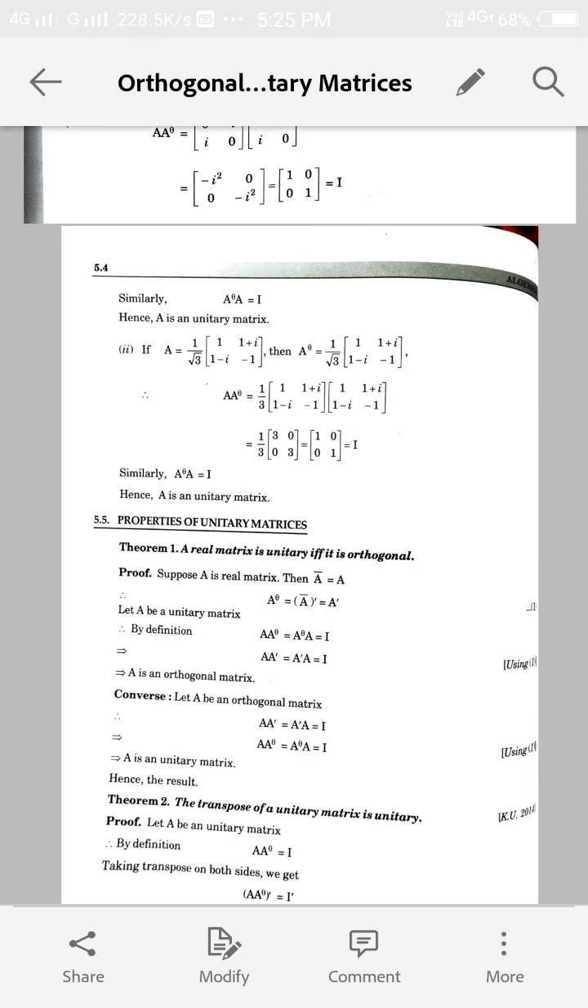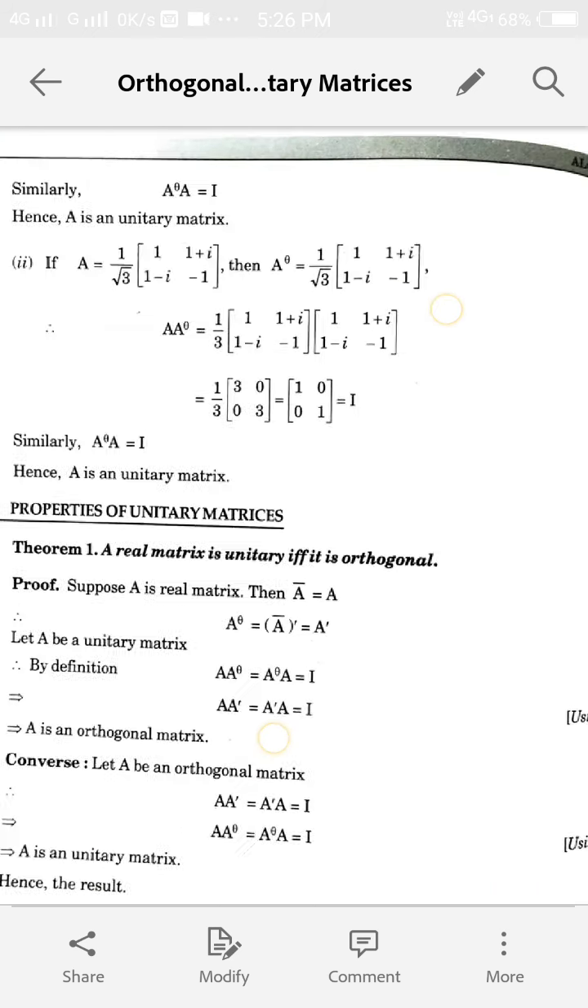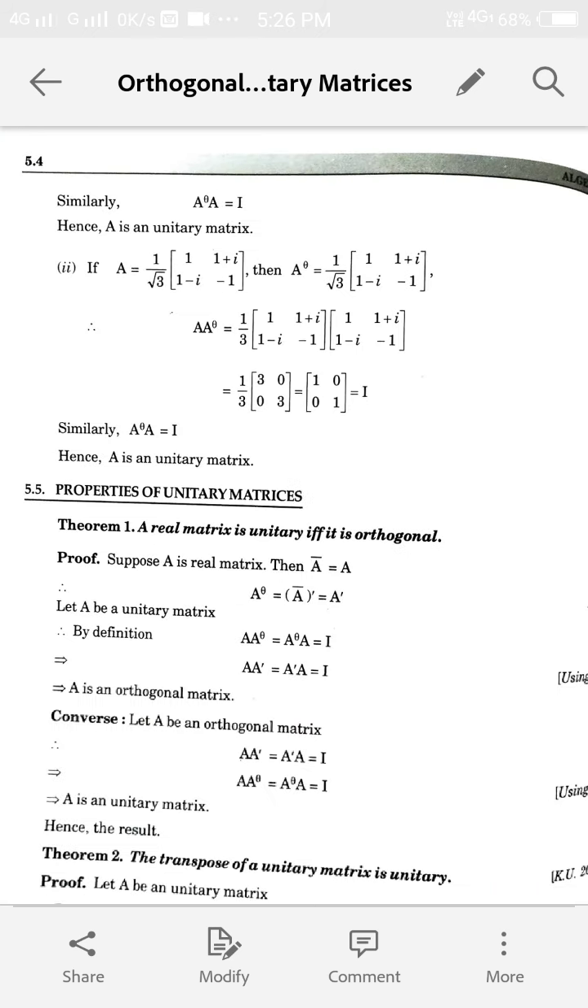Now in the second example, we take A as 1 by root 3 into the square matrix 1, 1 plus i; 1 minus i, minus 1. Now again find A theta and multiply it by A. We are with the identity matrix, and similarly A theta into A will again be an identity matrix. So from here we can say that A is a unitary matrix.